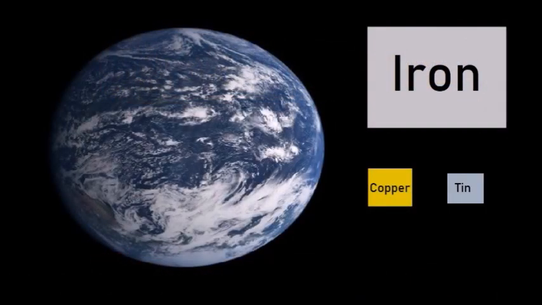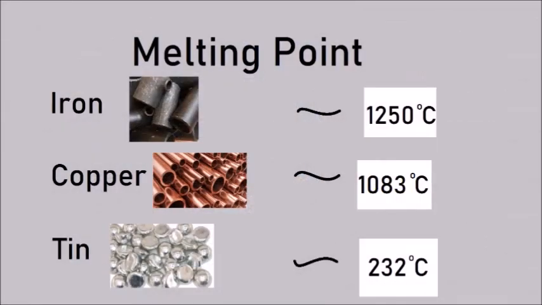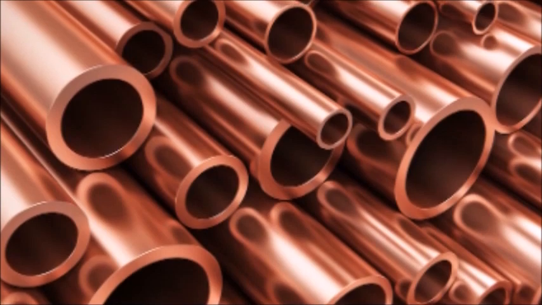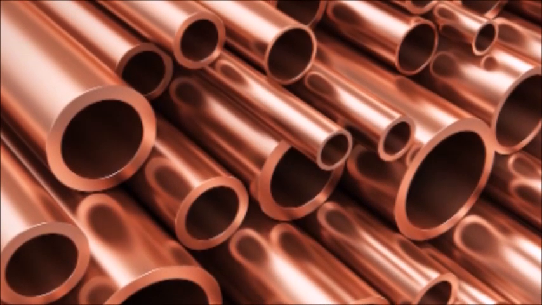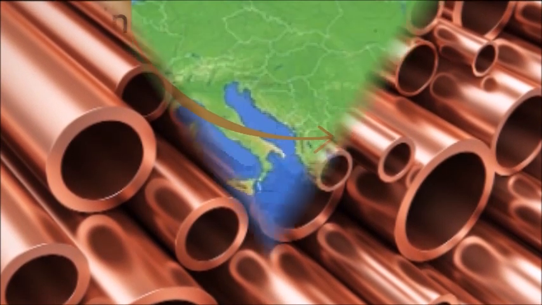Iron is far more available, however, the melting point of iron is above copper and tin, meaning iron was not available in the distant past. Copper was used before bronze because copper and tin were generally not available at the same locations.